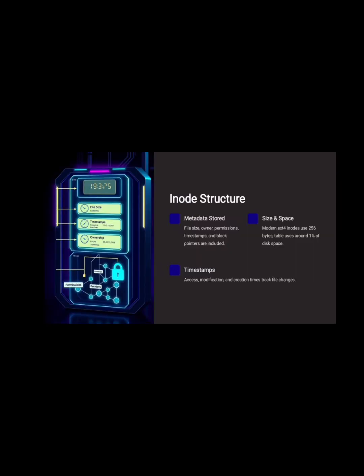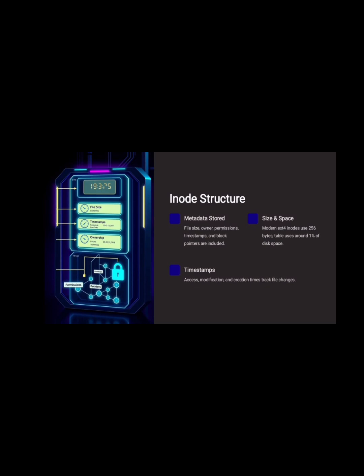Inode structure. Metadata stored, for example, file size, owner, permission, timestamps, and block pointers are included. Size and space: modern ext4 inodes use 256 bytes. The table uses around 1% of disk space. Timestamps: access, modification, and creation time keep track of file changes.